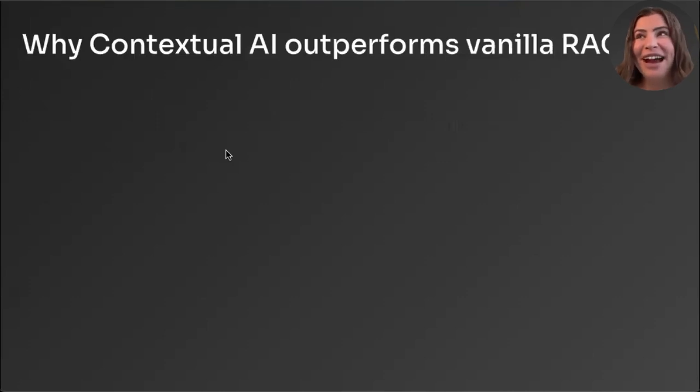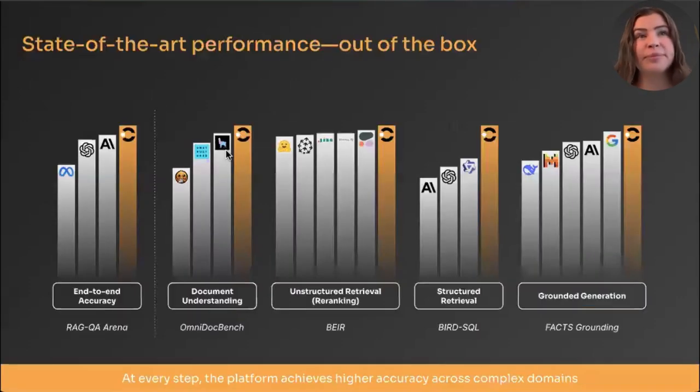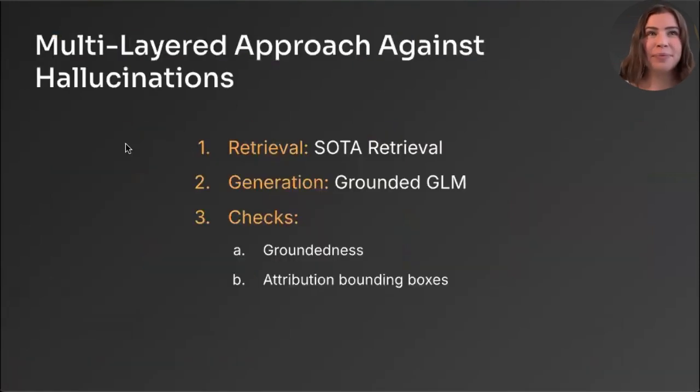Now we'll get into how Contextual AI works and what enables it to outperform this vanilla RAG system. We start with best-in-class components for every single step of the pipeline. We have benchmark-beating performance for document understanding, unstructured retrieval, structured retrieval, and grounded generation on the datasets that this is typically evaluated on, which then, of course, also relates to the end-to-end accuracy being the highest on RAG QA Arena. To have accurate answers, you need to have all the components be accurate. And then you also need to have them work together.